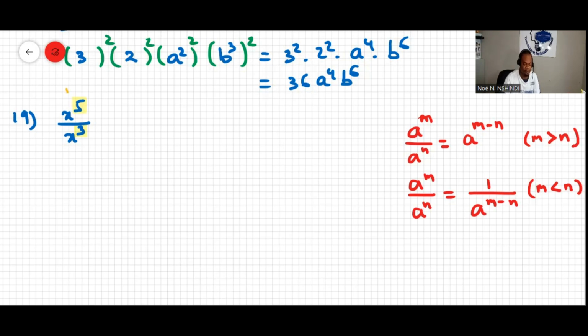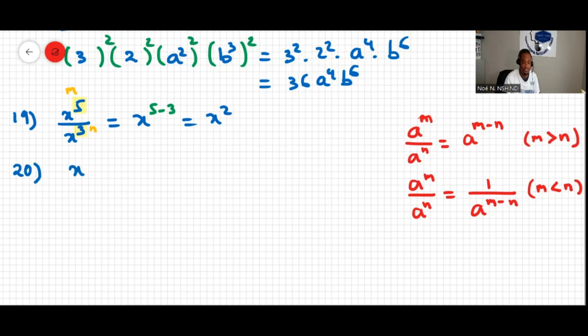This is like the m, and that is like the n, okay? And then this is like this, m is greater than n, then we can just say this is equal to 1x to the power of 5 minus 3. And then this is equal to x squared.